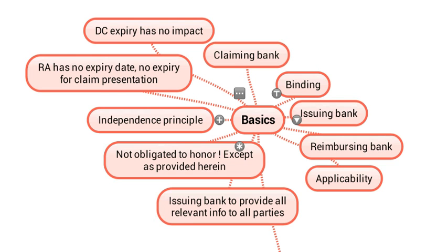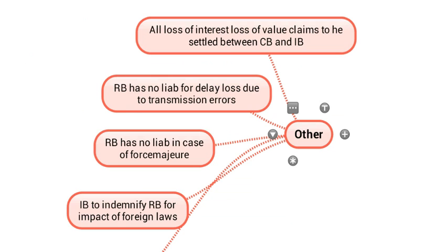from the claiming bank. It's the duty of the issuing bank to provide all benefits to the beneficiary and their claiming, nominated, negotiating bank in the form of LC, and to the reimbursing bank in the form of reimbursement authorization. The other things to remember in this connection is that all loss of interest or loss of value claims will have to be settled between the claiming bank and the issuing bank. Reimbursing bank has no liability for delay or loss due to transmission errors. Reimbursing bank has no liability in case of any force majeure, because of which they are not able to honor the claim. The issuing bank has to indemnify the reimbursing bank for the impact of foreign law and usage.